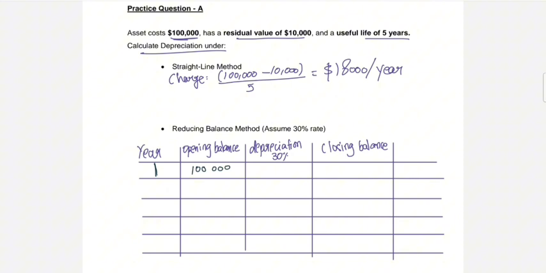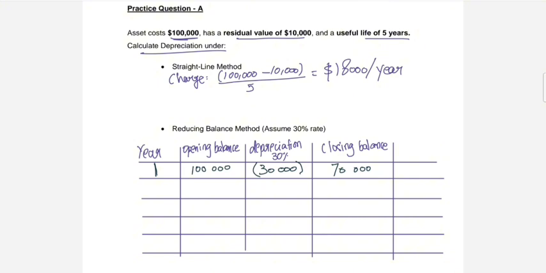100,000 is the opening balance. Depreciation is 30%. What is 30% of 100,000? 30% of 100,000 is 30,000, and we know that depreciation reduces the value of the asset, so you will deduct this depreciation, and the carrying value of the asset at the end of the first year is going to be $70,000, which is also known as the closing balance.